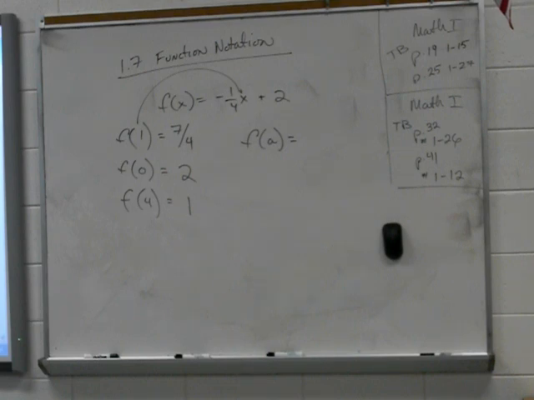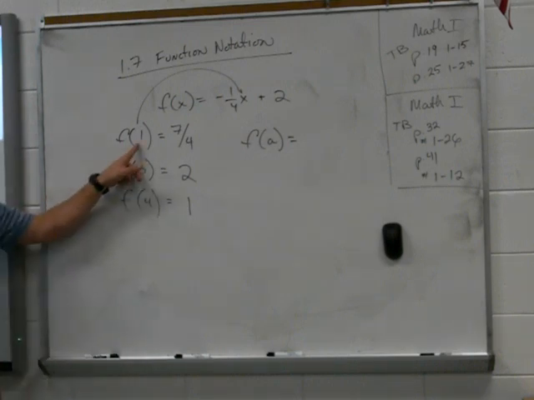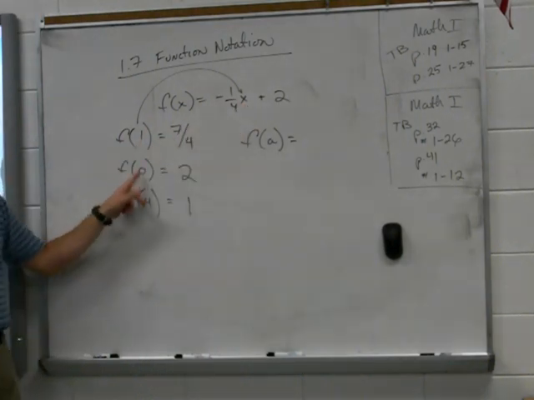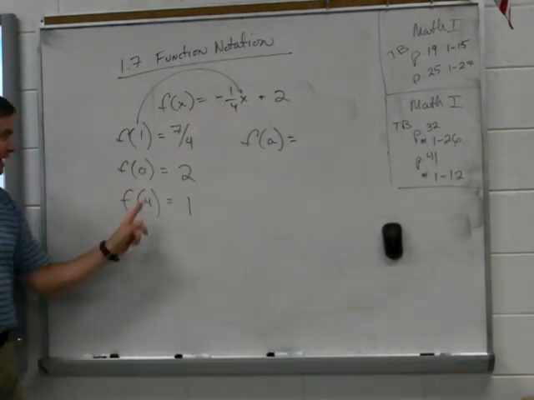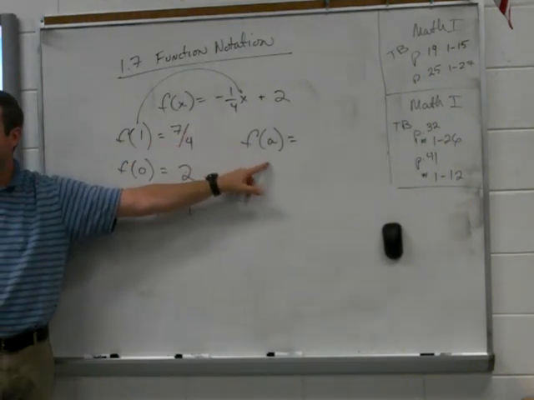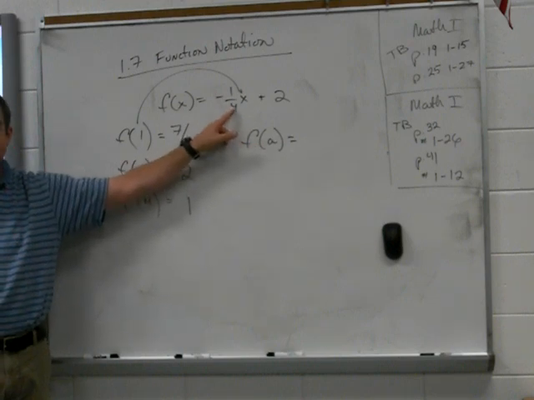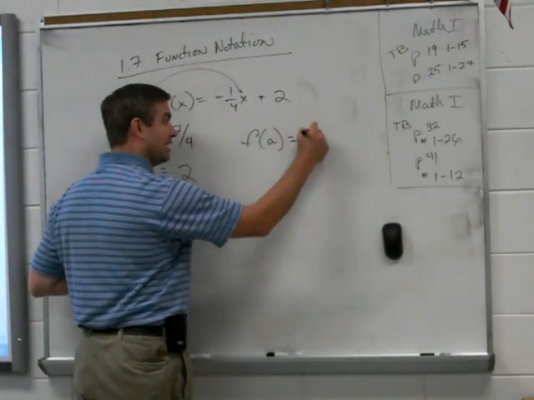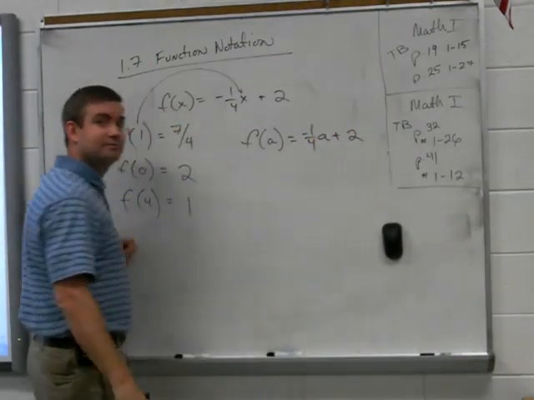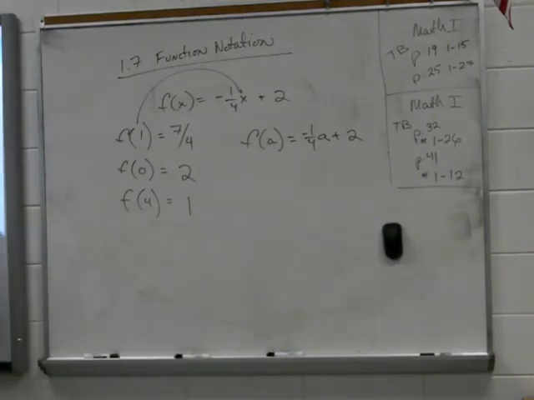On the right track. Oh, you're so close. All right, I'll give you a hint. When we did f of 1, we took that 1 and we substituted it in right there. When we did f of 0, we took 0 and we substituted it in. We did f of 4, we substituted it in. Why is f of a any different? What are you going to do with the a? You're going to substitute it in for the x, so what would it equal? Negative 1/4 a plus 2. Write that down.